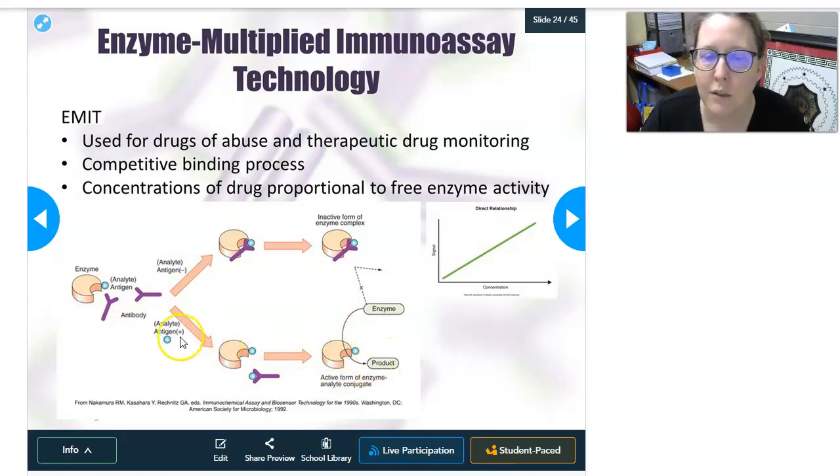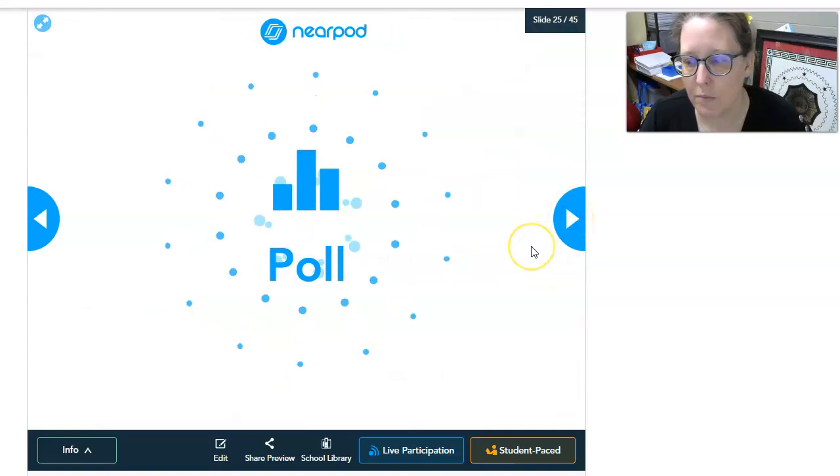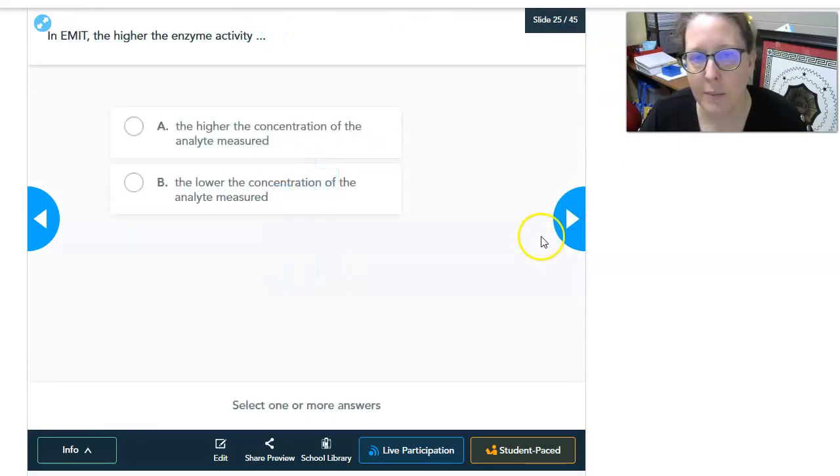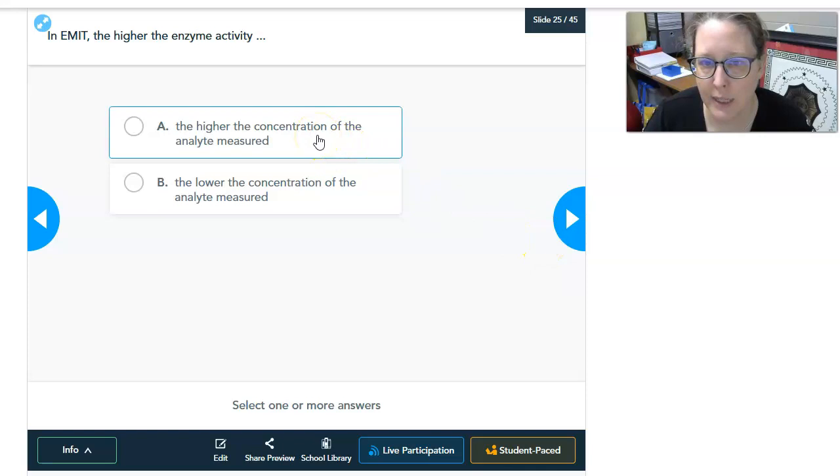And of course, the more antigen is present, the more antibodies it will have bound, and the stronger the signal that will be produced. So that one's a direct proportion. Okay, so in EMIT, again, the higher the enzyme activity, the higher the concentration of the analyte.